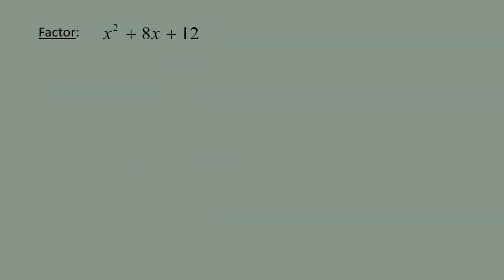Here's an example where we want to factor the trinomial x squared plus 8x plus 12. So we need to find these two binomial factors, which means we need to find the two terms in each factor, so that the product, when we multiply these using FOIL, will equal the trinomial that we started with.